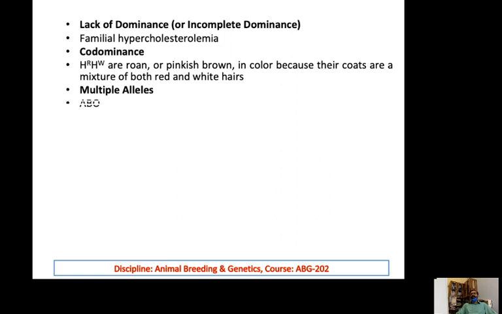Then the multiple alleles, we know the ABO system. It is not diallelic, rather it's multiple. There are three alleles involved.